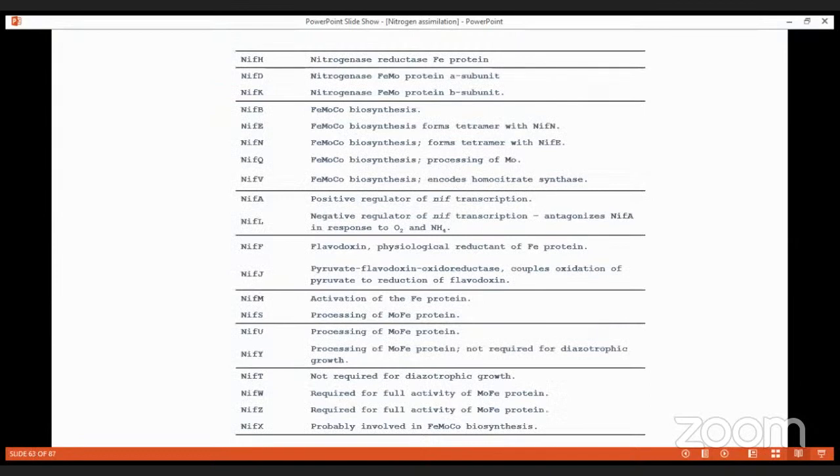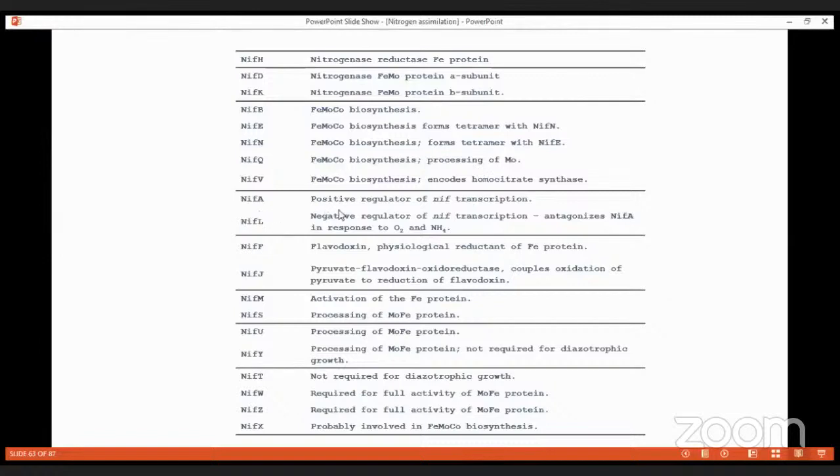So these are different genes of the NIF pathway, the NIF operon, and they function differently. As a molecular biology student, you have to remember some of these genes. They are directly asked in exams. But you can remember the different genes like NIFH. It is responsible for nitrogenase reductase, the Fe protein unit. Then NIFD, it is the nitrogenase FeMo protein alpha unit part. NIFK is the part of the beta subunit. These enzymes are related to the FeMo unit and they form different tetramers.